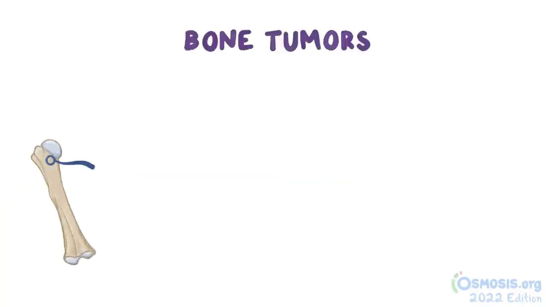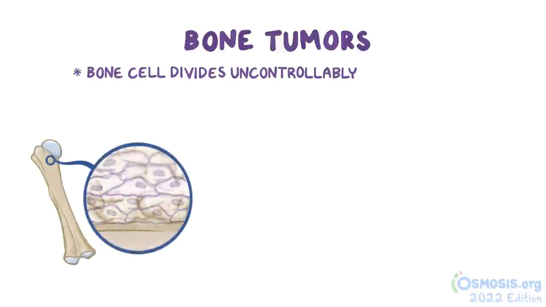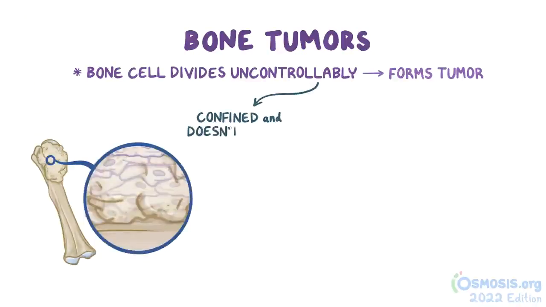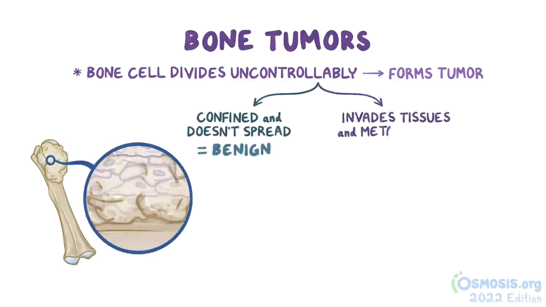Bone tumors form when a bone cell divides uncontrollably and forms a mass or tumor. If the tumor remains confined and doesn't spread into surrounding tissues, then it's considered benign. But if the tumor invades into surrounding tissues and metastasizes or spreads through blood or lymph, then it's considered malignant.